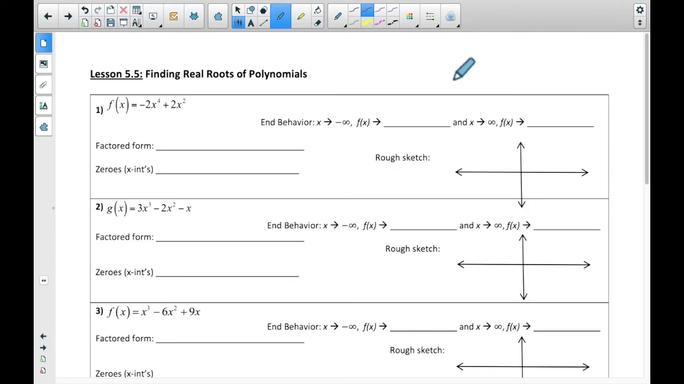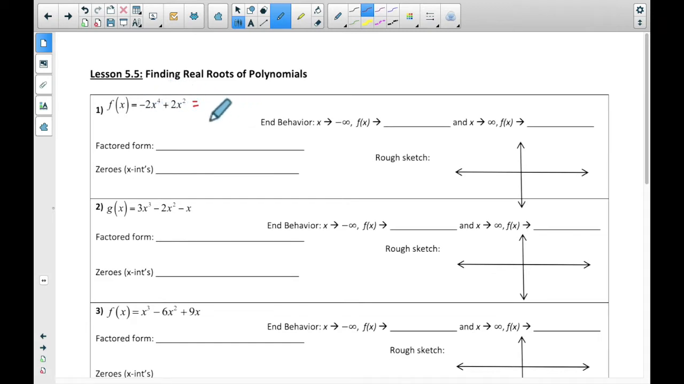Hi everybody, in this video today we're going to be talking about, it says lesson 5.5, I think this is actually lesson 5.6, but we're going to be talking about how to graph polynomials. In order to graph polynomials, you have to know how to factor, and we've spent a lot of time factoring this year, so hopefully we're pretty decent at factoring.